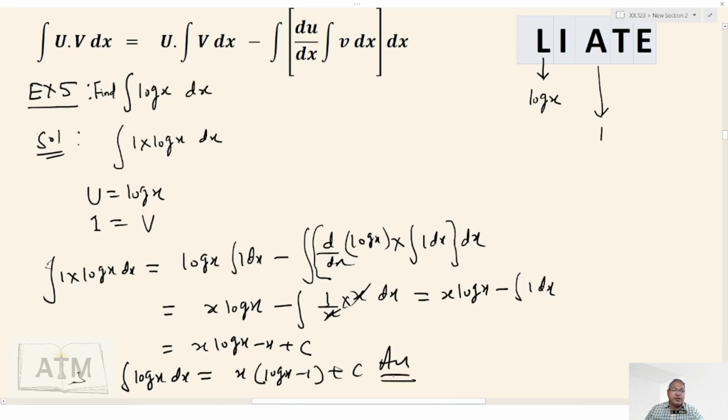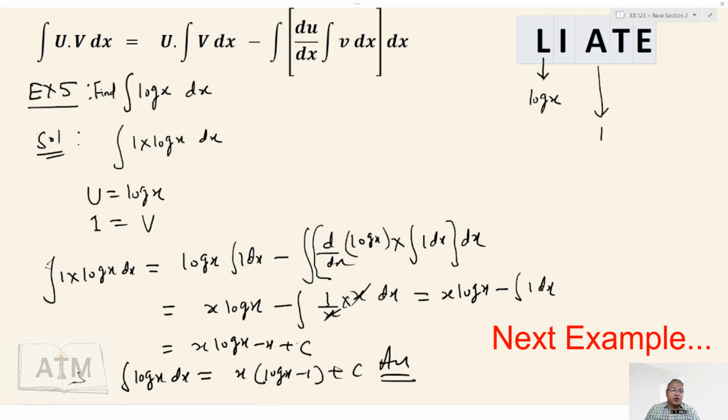So remember, integration of log x with respect to x equals x into log x minus 1. You can consider it as a formula as well, because whenever the integration of, suppose, log 2x is given, directly you can apply this formula. So integration of log x with respect to x equals x into log x minus 1 plus c.